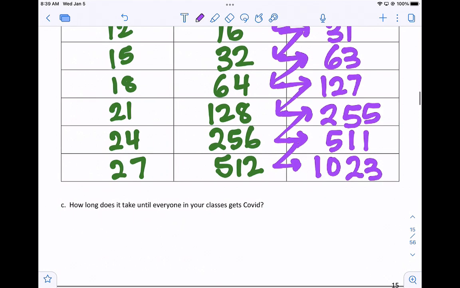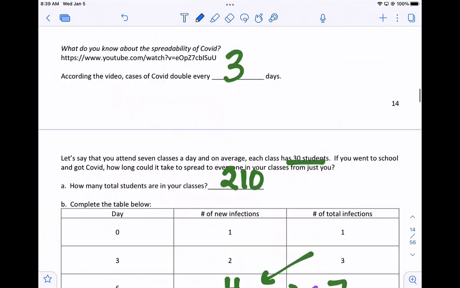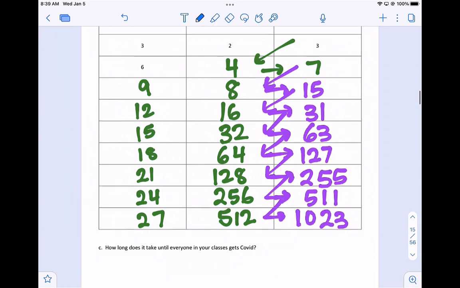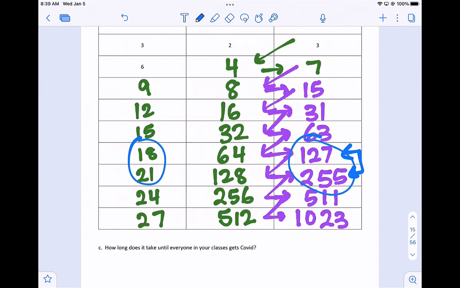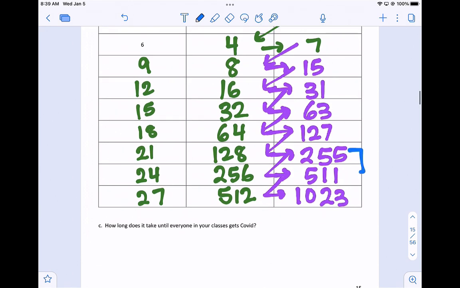So it says, how long does it take until everyone in your classes gets COVID according to this table right here? And we said that there's a 210. So it would be between 18 and 21 days right here, where we're looking at 310, actually 310 people, so no, not in between those. We're looking in between here, 21 and 24 days.